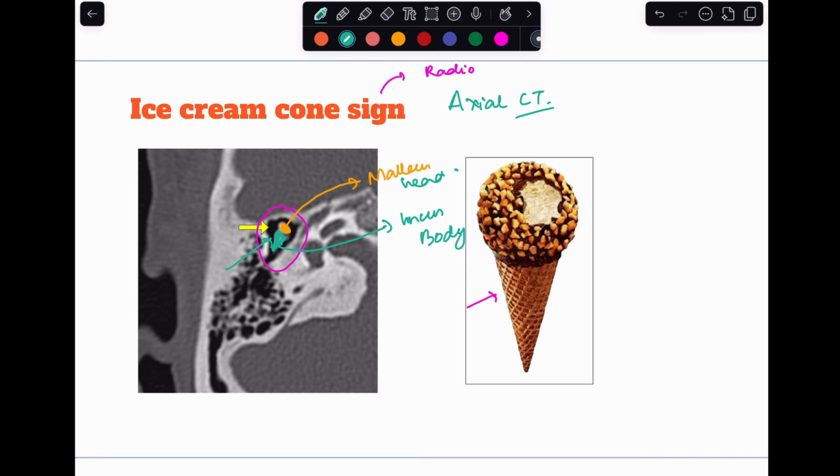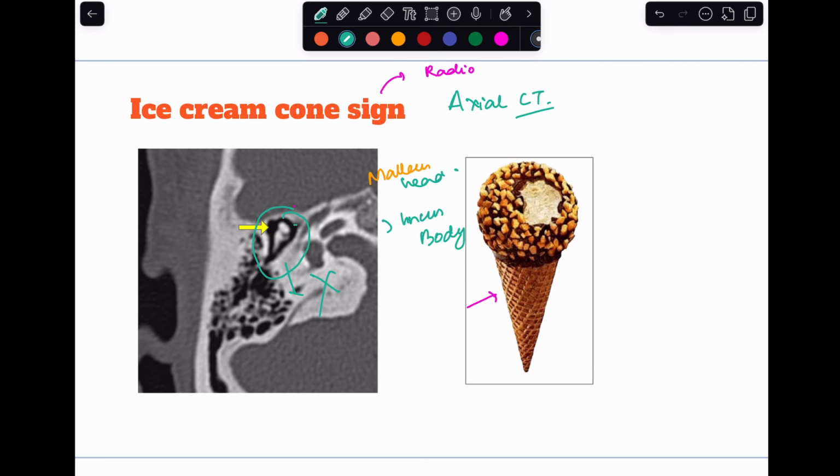And why is this called an ice cream cone sign? As you can see, it resembles exactly what an ice cream cone looks like. So this is formed by the malleus head and the body of the incus. What is the importance of noting this sign? Whenever you see that this sign is no longer present, that suggests the presence of incudomalleolar disarticulation. That is the reason why you should be looking out for this sign for normal anatomy.